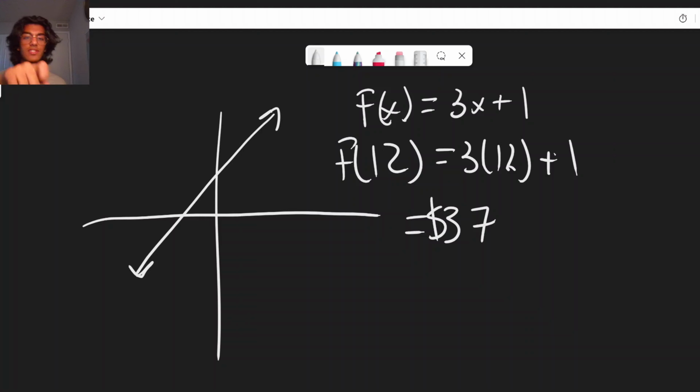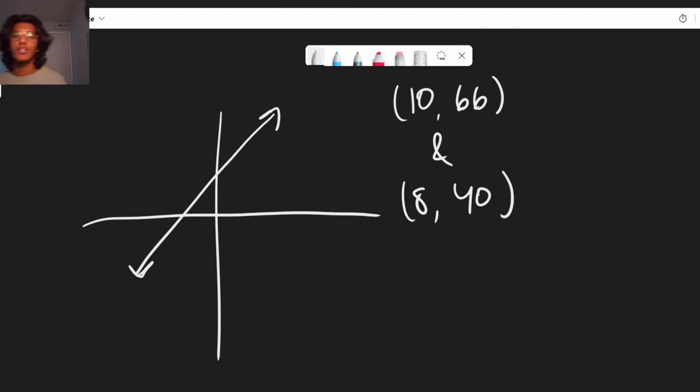Now, this is easy because we've been given the rate of change, because it's the coefficient of x. Now, what if I were to give you 2 instances in time? Let's say I were to give you these 2 occurrences. So after working 10 hours, you earned $66, and after working 8 hours, you earned $40. So then what is your rate of change?